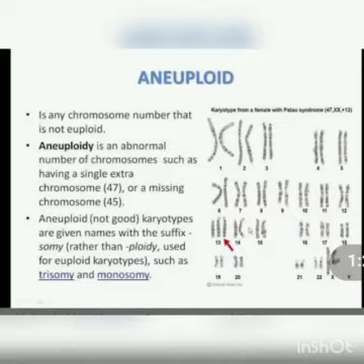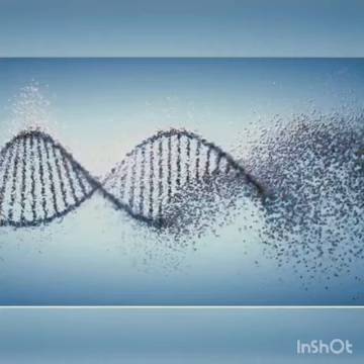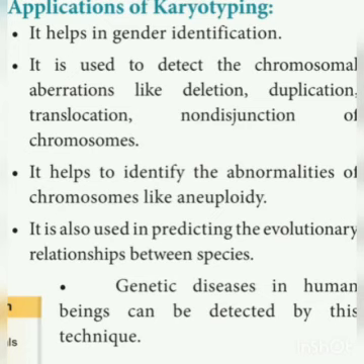It is also used in predicting the evolutionary relationship between the species. Karyotypes help in predicting the evolutionary relationship between the species. And last, genetic diseases in human beings can be detected by karyotyping. So I repeat the applications. First one is gender identification. Second one, to detect chromosomal aberration. Third one, to find out abnormalities in chromosomes like aneuploidy. Fourth one is predicting the evolutionary relationship. And fifth one, to find out genetic diseases in human beings.